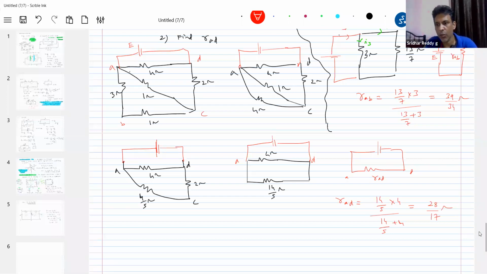Completed. So I'll go for other things you can work out. RAC. Similarly, you find out RAC, then RBC, then RCB. These things you try to find out. So there's a method of identifying whether they are in series or parallel.